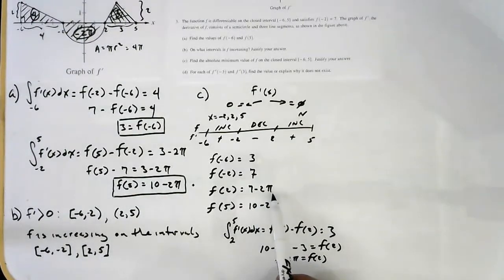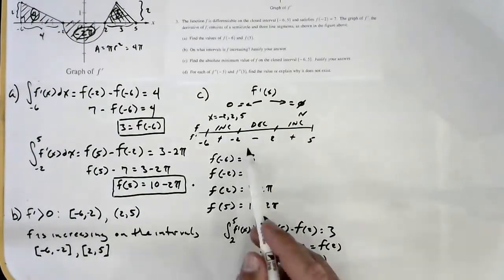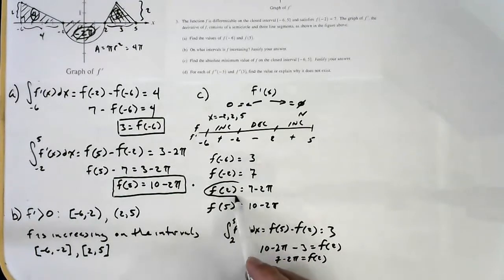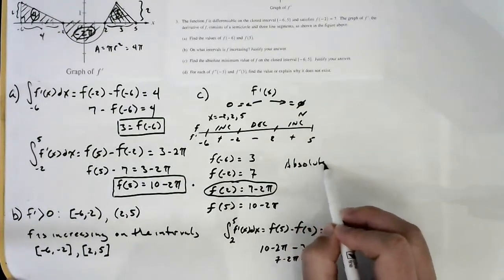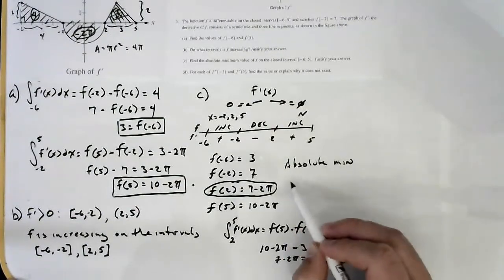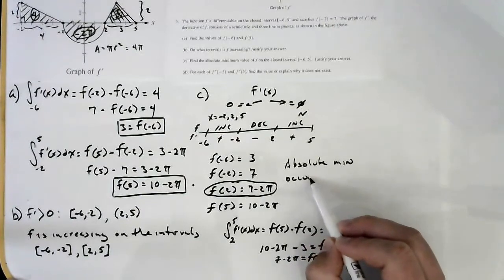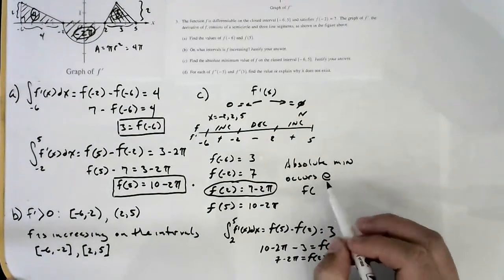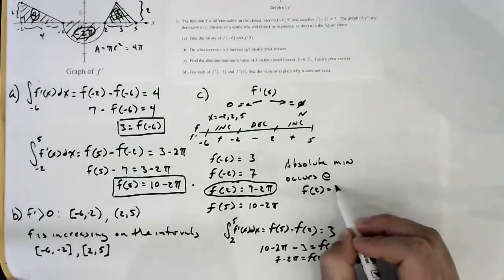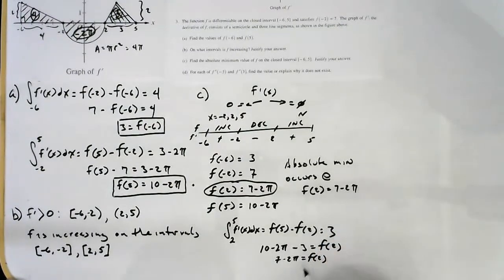7 minus 2 pi is between 0 and 1, so it looks like this is our winner right here. There's where our absolute minimum is. And so I would say absolute minimum occurs at f of 2, which is equal to 7 minus 2 pi. All right, and there's part C.